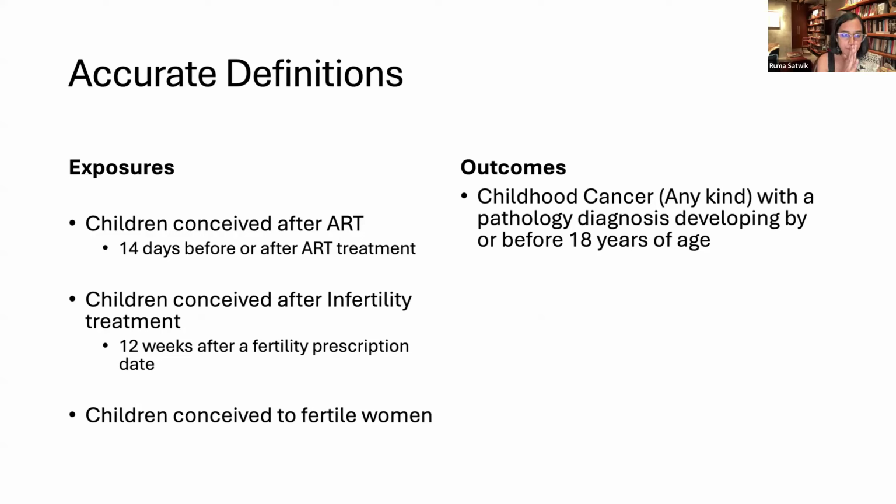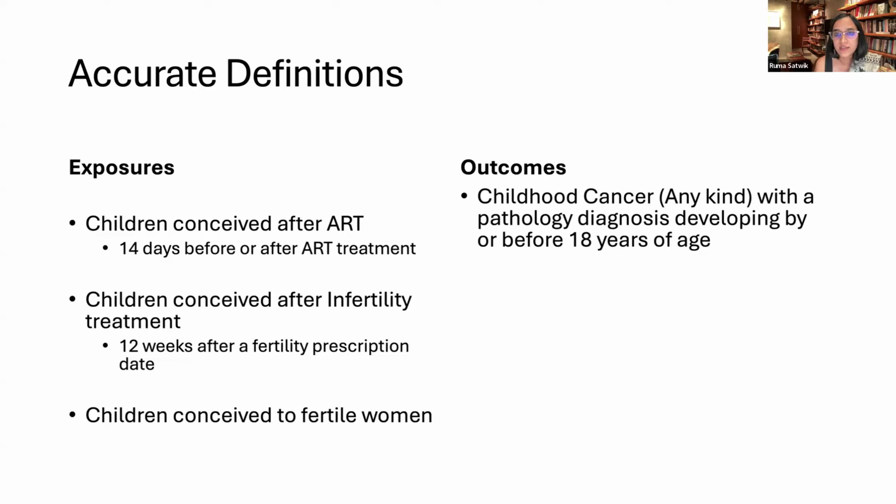What are those definitions? Children conceived after ART, 14 days before or after ART treatment. So they have the dates. This is the date when it has been done. They have the gestational age, and they can calculate that. Children conceived after infertility treatment, because of that prescription registry, and this is 12 weeks after a fertility prescription was prescribed. And if the conception date fell within that 12-week period, they are considered to be exposed children. And then children conceived to fertile women is the control cohort.